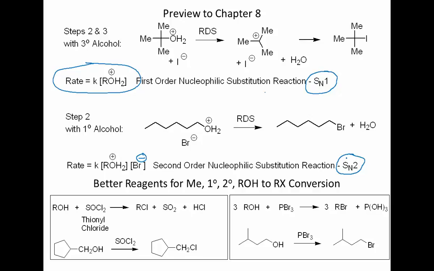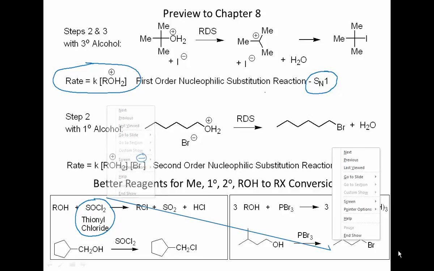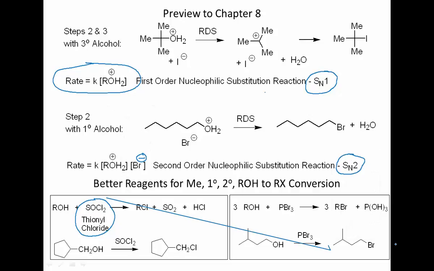Okay, because these reactions don't really work that well for primary and secondary halides, alternative reagents have been created for carrying out this transformation. So if you want to turn a primary or secondary or methyl alcohol into the corresponding chloride, the reagent of choice is not HCl, it's thionyl chloride. Thionyl chloride reacts with the alcohol to make the alkyl chloride, SO2 gas, and HCl gas.